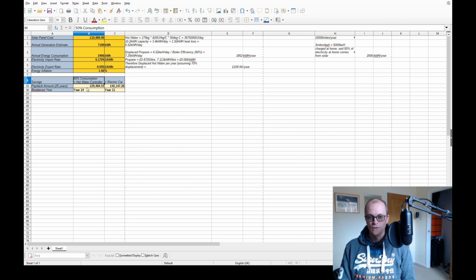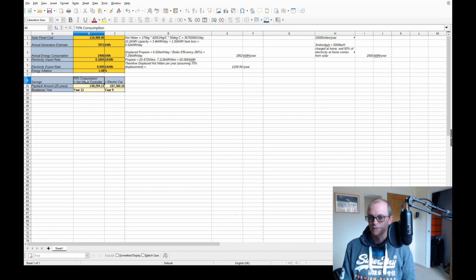And the overall payback amount over 25 years was reckoned to be almost £29,000. So let's see what happens when I put the new numbers in. So here's the results with the new figures. 11 years payback instead of 14 years. We've got higher electricity consumption, and we're using a higher proportion of our electricity consumption from solar panels.